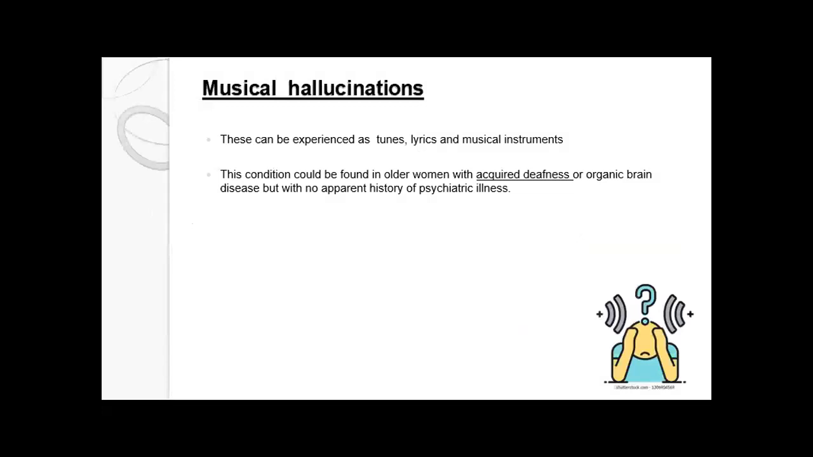Musical hallucination. These are experienced as tune, lyrics, and musical instruments, and these are usually found in old women with acquired deafness. Similarly, there is something called Charles Bonnet syndrome, in which a visually impaired person sees visual hallucinations.